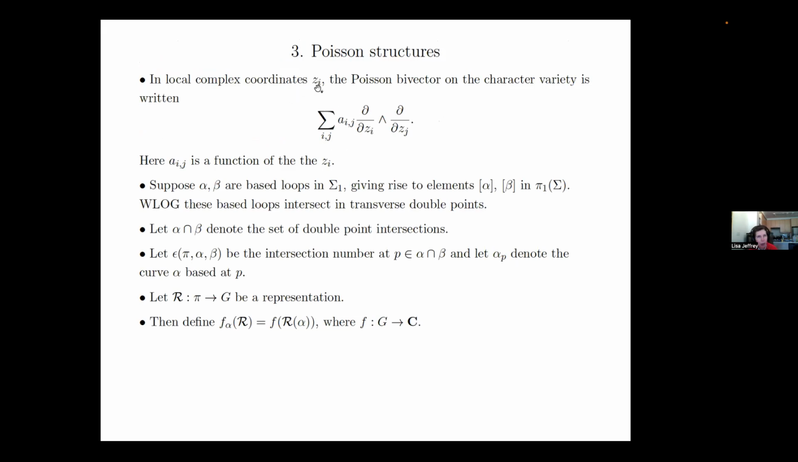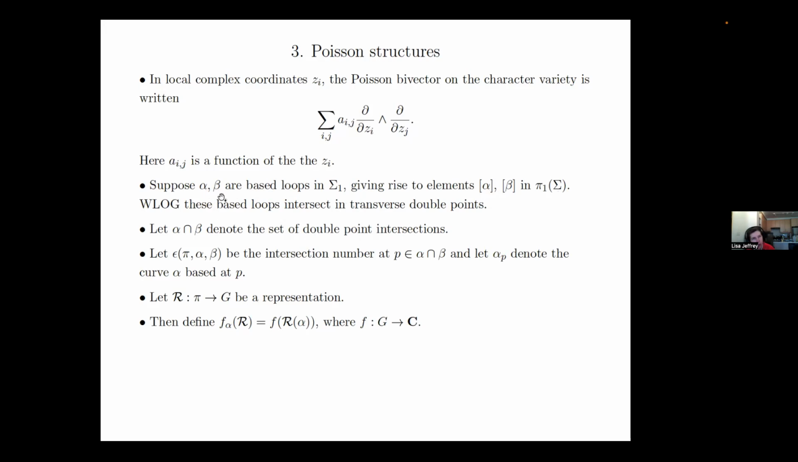We will usually use coordinates that come from loops in the surface, and Zi will correspond to the trace of the representation around the loop. And then the Poisson bivector on the character variety is written with coefficients Aij, which are usually polynomials in the Zi. So I should have said that Zi is just the trace of the holonomy of the representation around a base loop in the surface. The base loop gives rise to an element in the fundamental group.